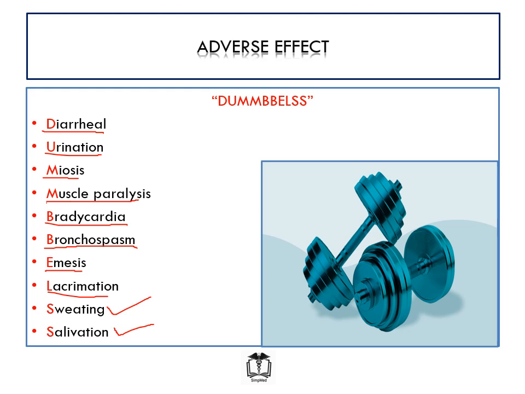And this mnemonic is very important to remember in case they're asking you. Just remember DUMBBELS. Remember the different letters of DUMBBELS. Remember there are two M's in DUMBBELS, there are two B's in DUMBBELS, and there are two S's in DUMBBELS. And all those letters tend to mirror different side effects of cholinergic agonists.